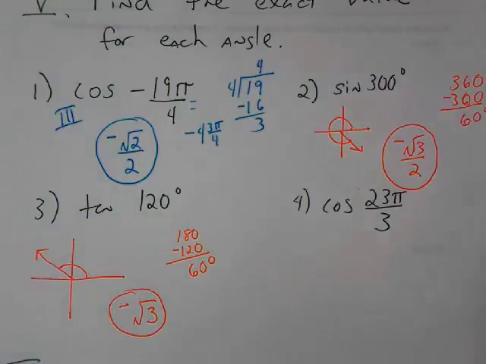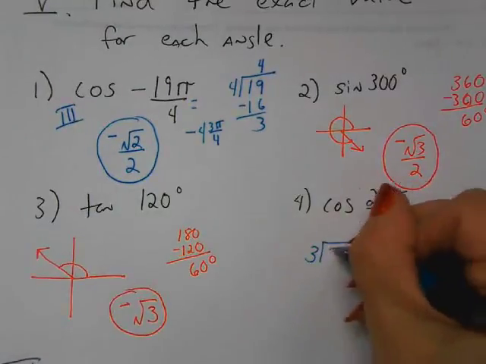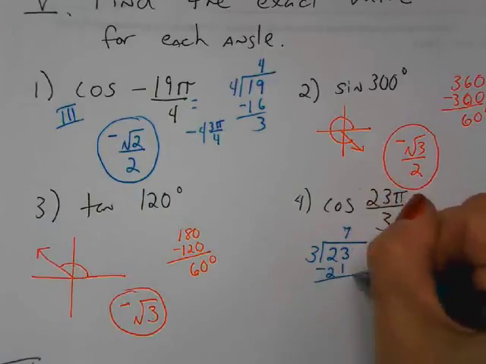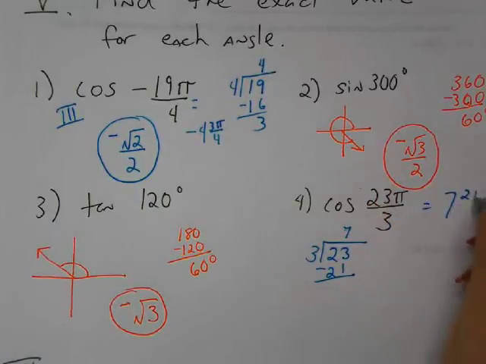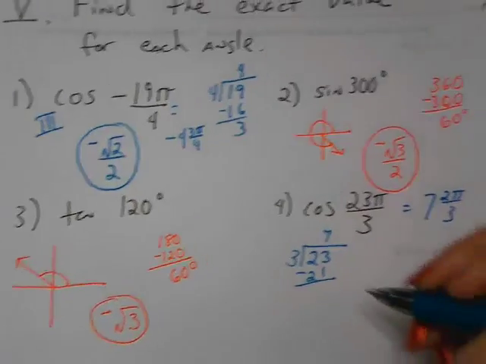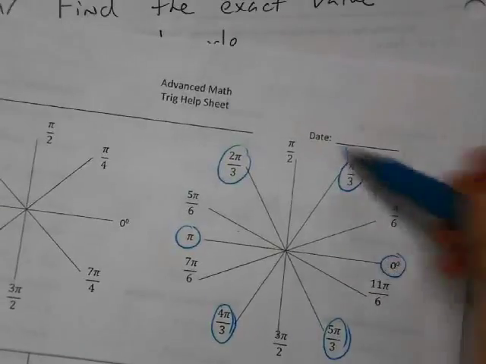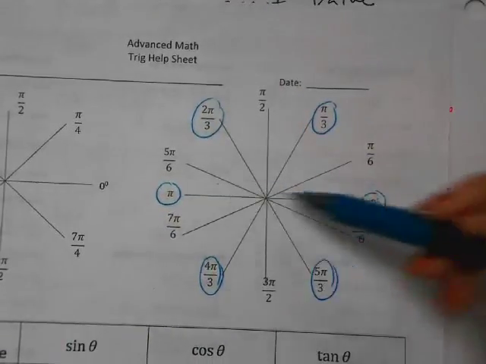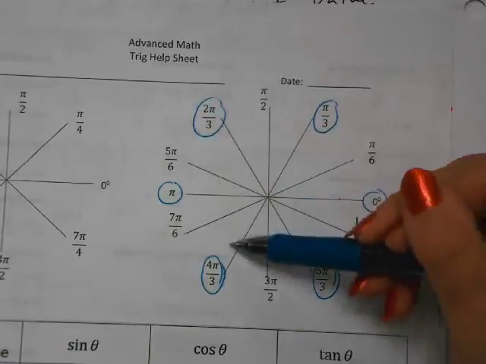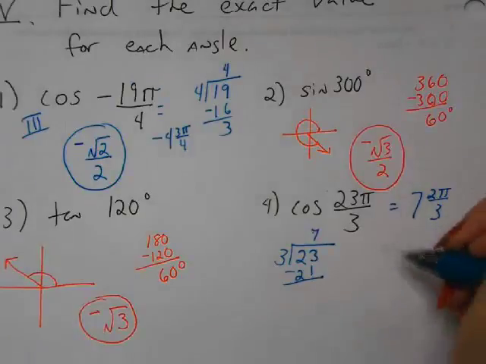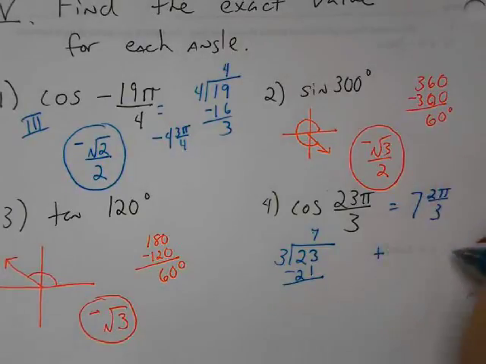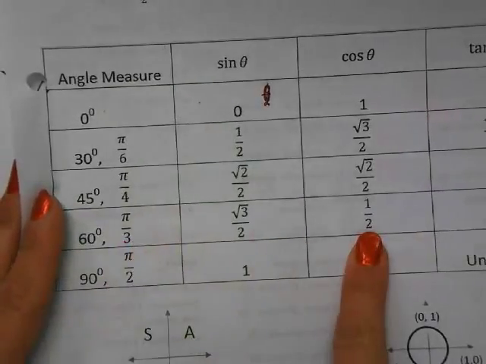Alright, the last one. I divide 3 into 23, and I get, what, 7 and 2/3? Okay, so I'm looking at this one because he has the thirds. I'm going to go 7 times, counter. 1, 2, 3, 4, 5, 6, 7, and 2/3. I am in quadrant 4. In quadrant 4, cosine is positive. And I need to look at my pi over 3. So pi over 3, cosine, 1/2.